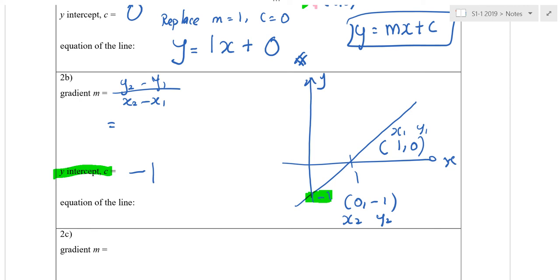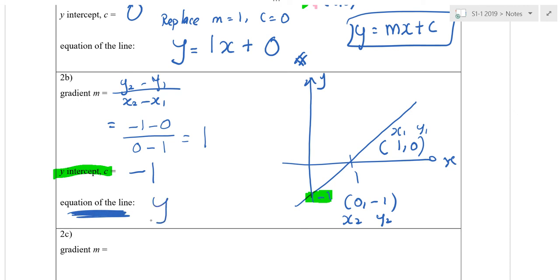Jiajun, can you help me? What number do I put down? Do with me on the screen. Come. -1 minus 0 divided by 0 minus 1. Press your calculator, what do you get? 1. So Kylie, what is the answer of the equation of the line?